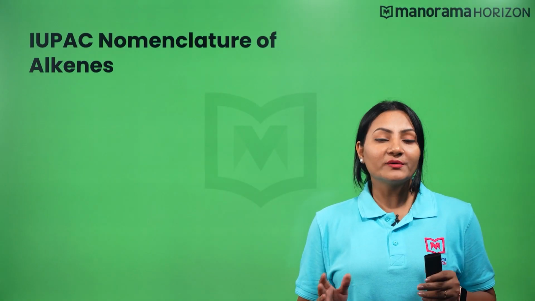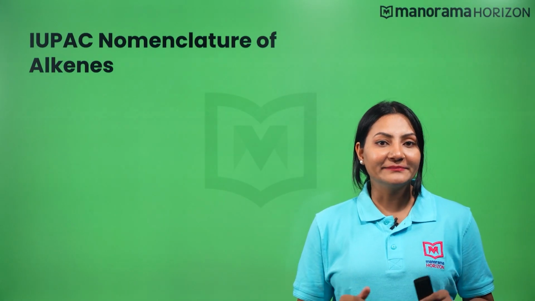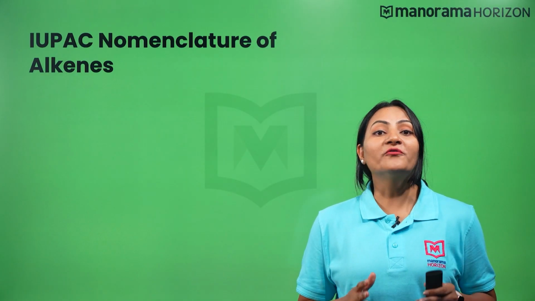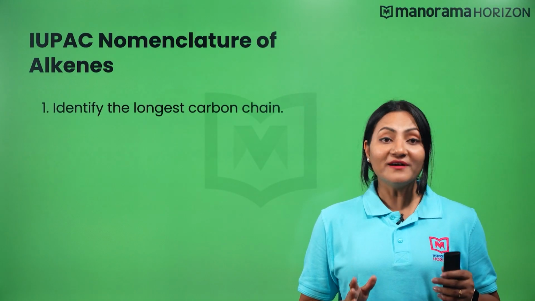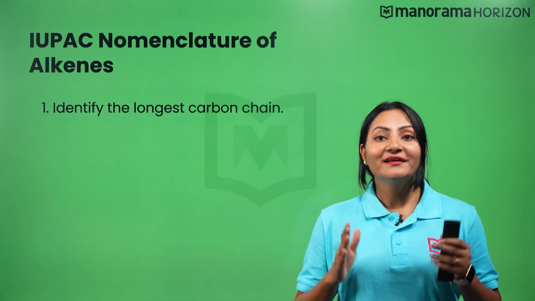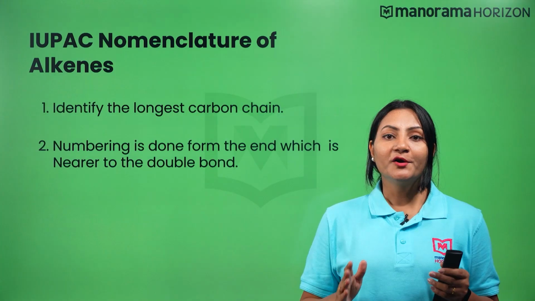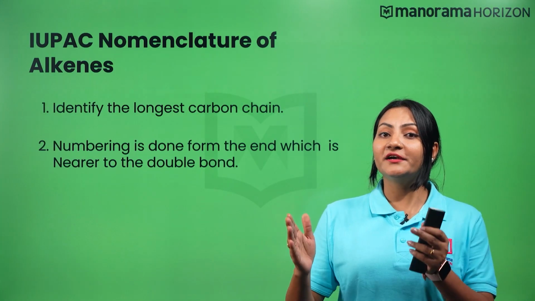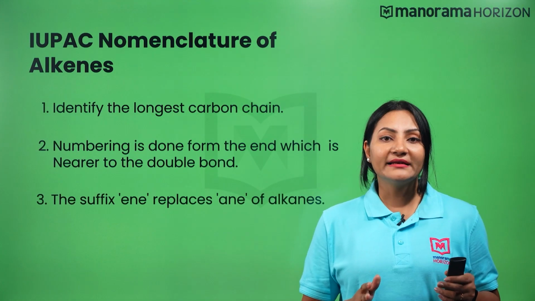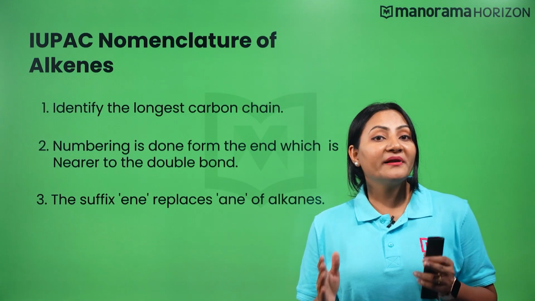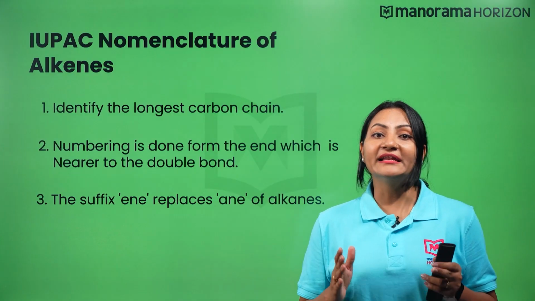Now, let us look at the nomenclature of alkene. First, let's recall the IUPAC rules of alkene nomenclature. First is to identify the longest carbon chain. Then, the numbering is done from the end which is nearer to the double bond. Then, the suffix ene replaces the ane of alkanes.